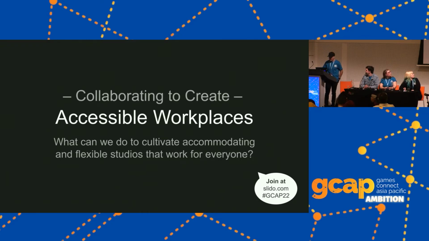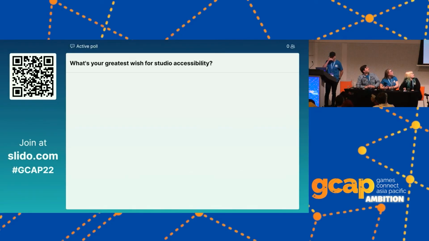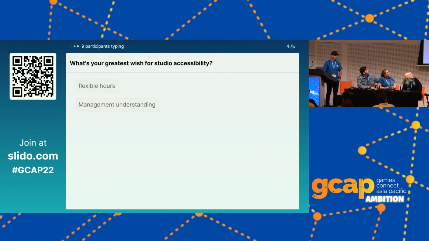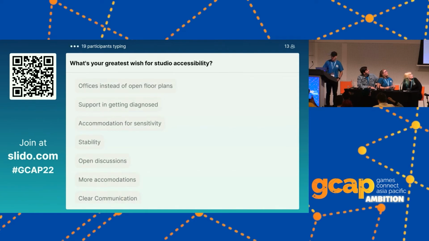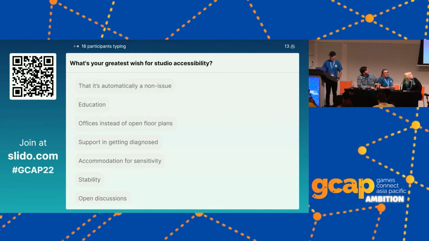All right, so then next is to the audience. What's your greatest wish for studio accessibility? I did see the 5-minute hand pop up just before, so type quickly. Why is it not doing the little thing? Because it's different. I wanted to give people more characters. I didn't want you guys to be limited to 25.